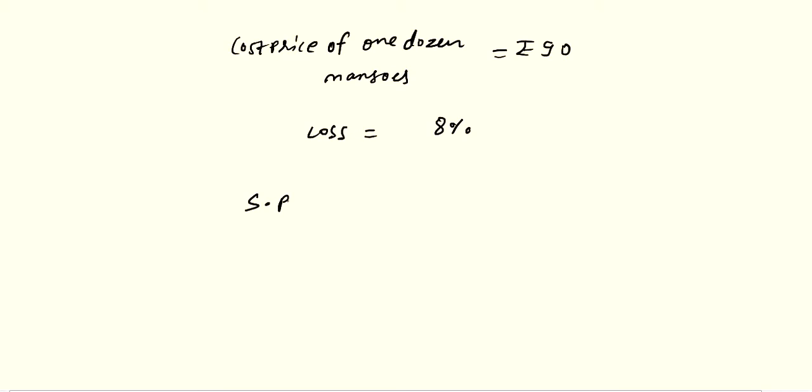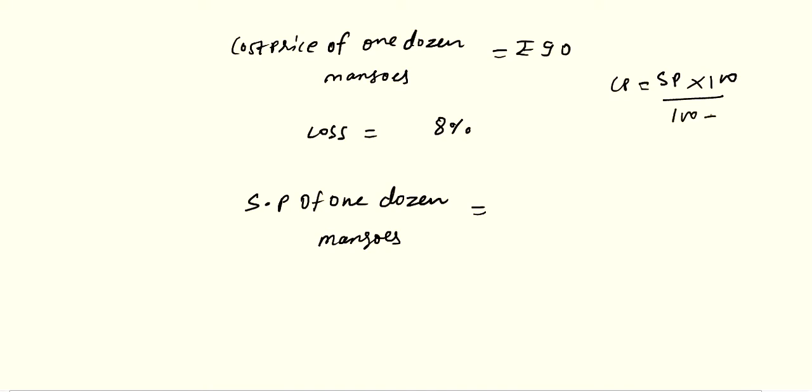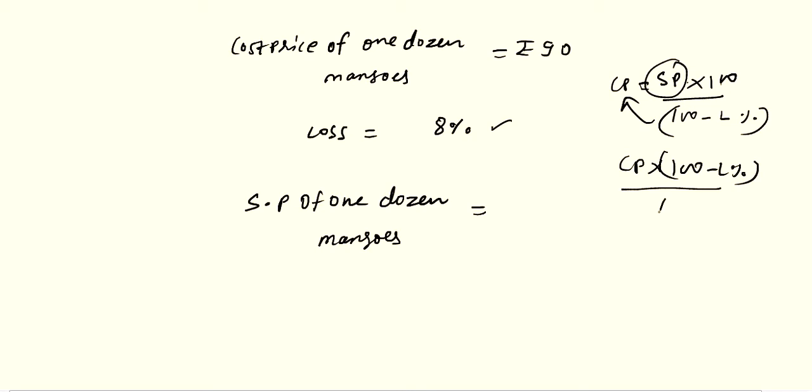So, selling price of 1 dozen mangoes equals, as you know the formula, CP equals what? SP into 100 upon 100 plus profit percent, but in this case loss is given, so we will write 100 minus loss percent. Now SP we have to find, so this value we will transpose to left hand side, so CP into 100 minus loss percent equals SP into 100, so divide by 100. So this is the formula of selling price.